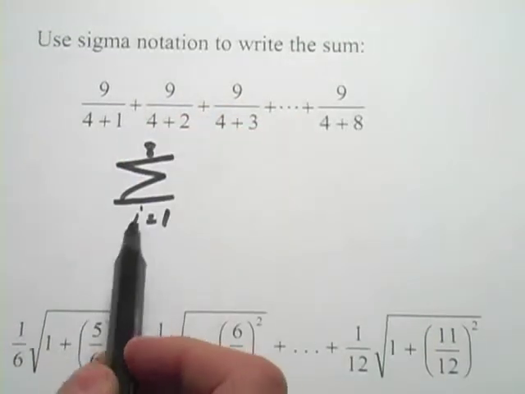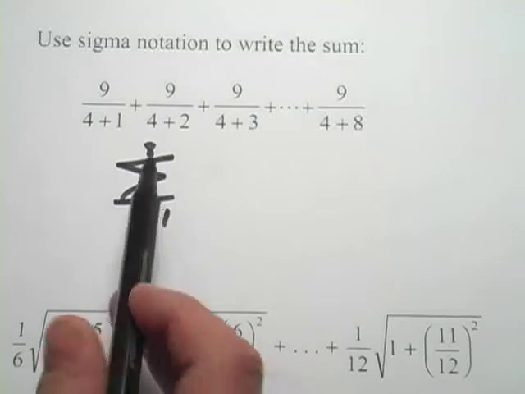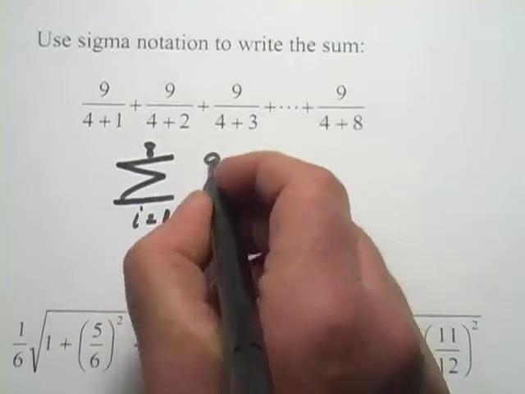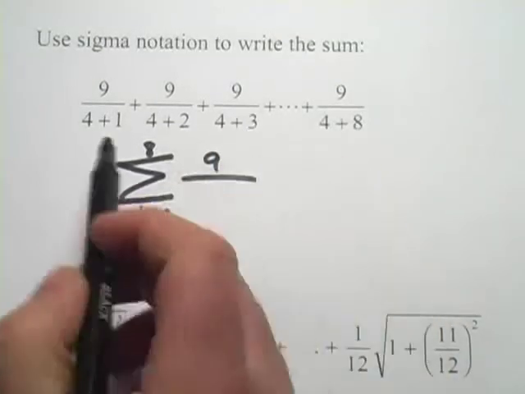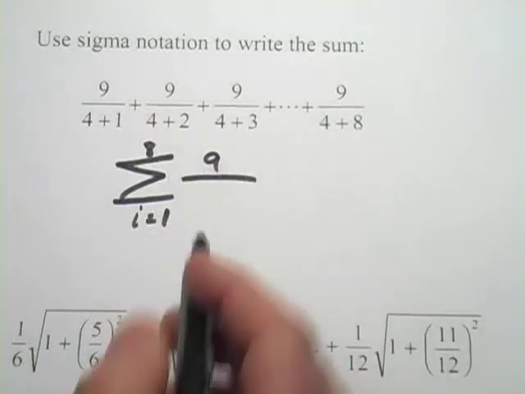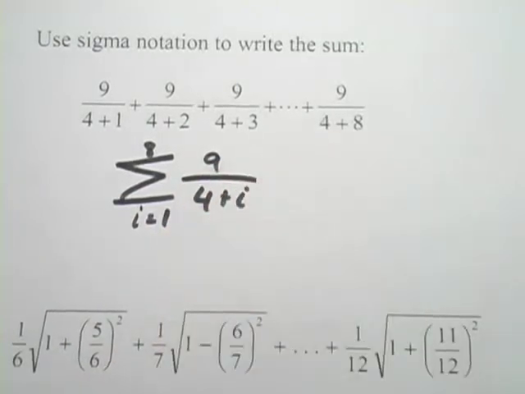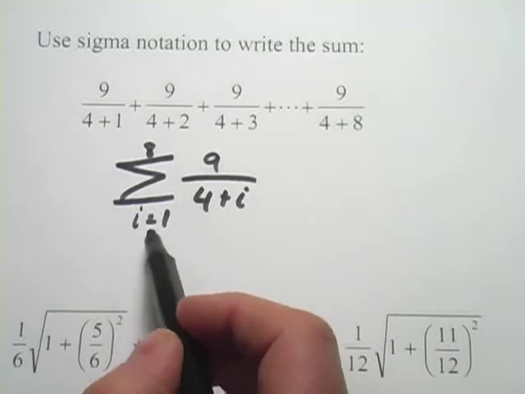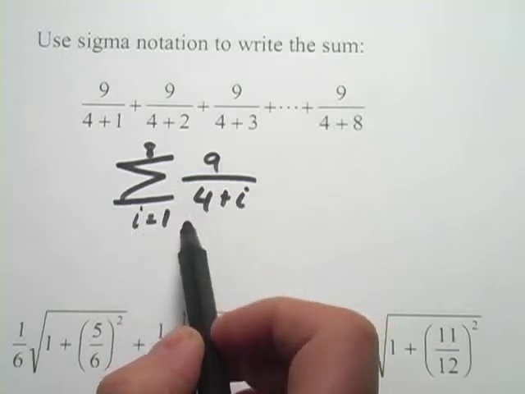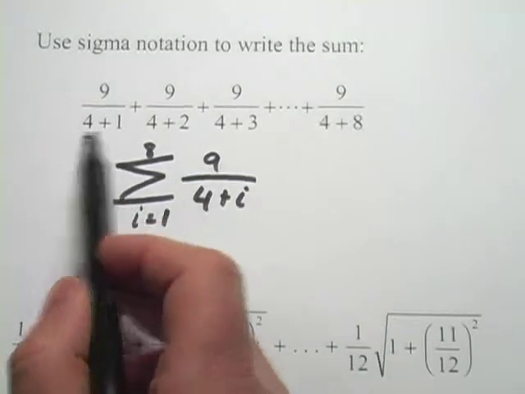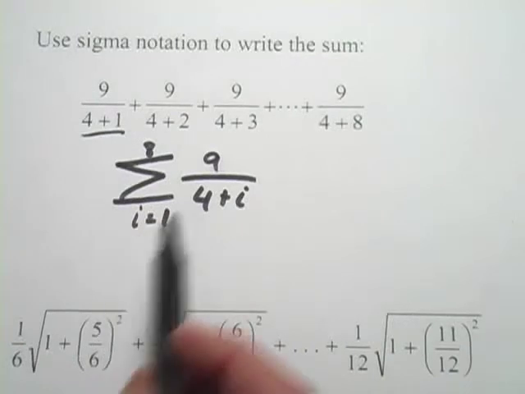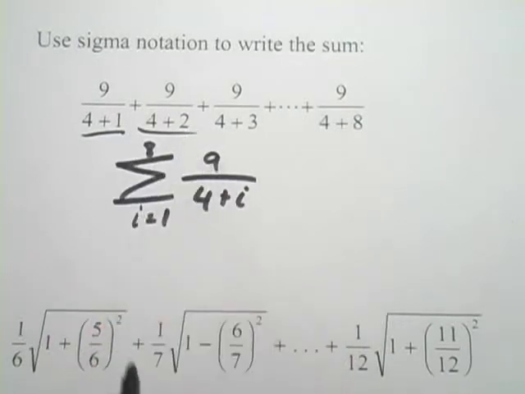So the sum of this expression from 1 to 8 of, and then we just write this expression with i substituted in for the number that changes. So 9 over 4 plus i. And that's all there is to that one. If that confuses you, take a look at it in your head and say, okay, what if I substitute in 1 for i? I would get 9 over 4 plus 1. That's that one. And then if I substitute 2 in for i, 9 over 4 plus 2, I get that one. And it works. So you can verify it.